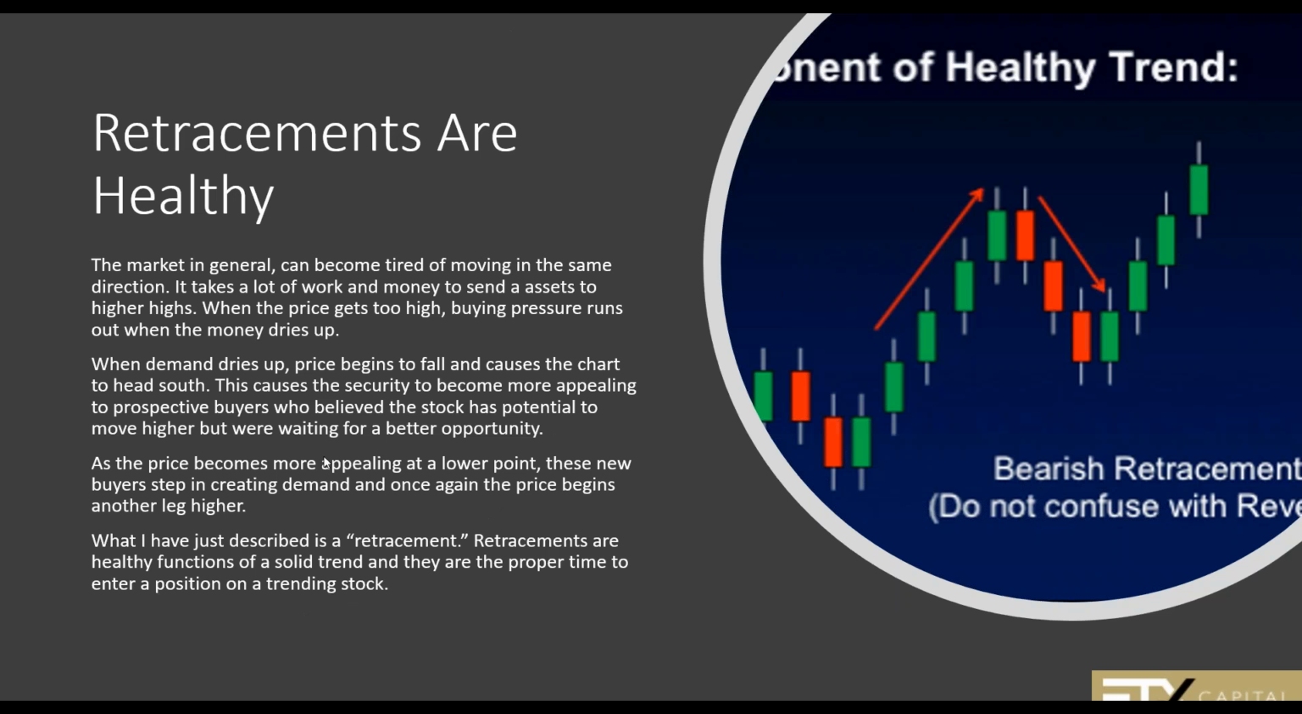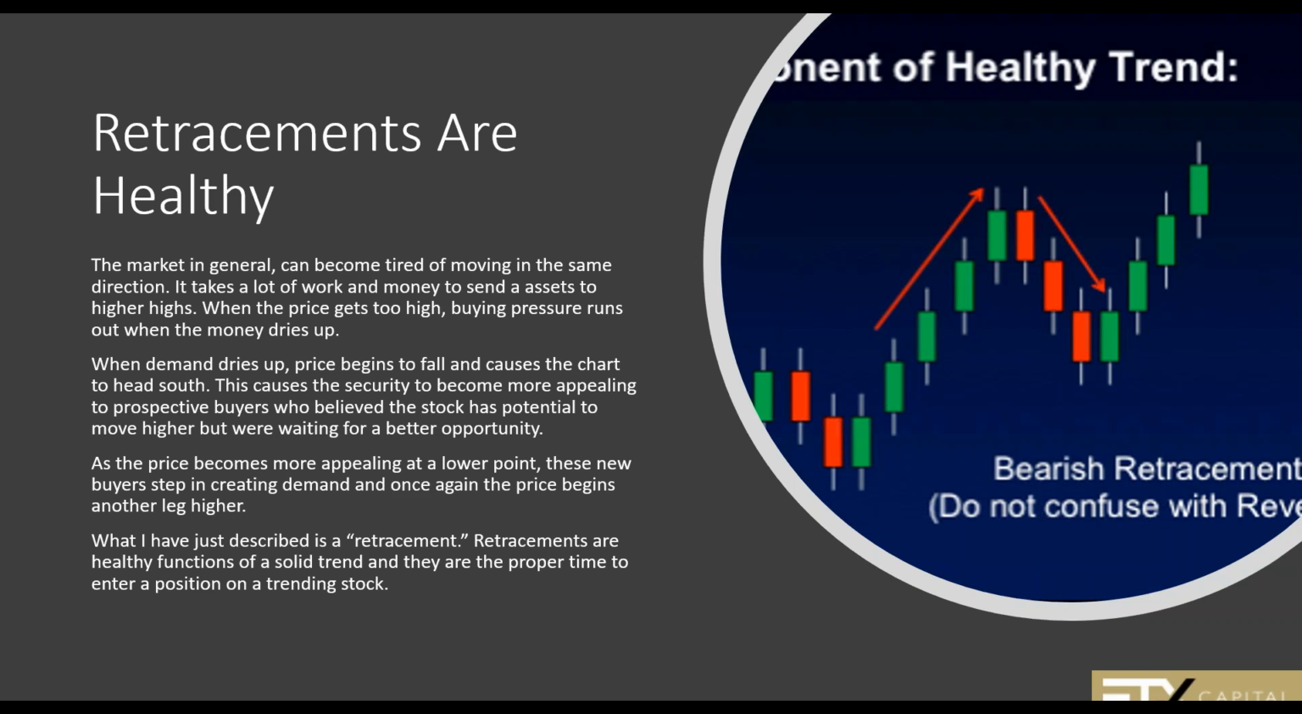Okay. Now, understanding that retracements are healthy, a market in general can become tired of moving in the same direction. It takes a lot of work and money to send an asset to higher highs. When the price gets too high, buying pressure runs out and the money dries up. When the demand dries up, price begins to fall and causes the chart to go south. This causes the security to become more appealing to prospective buyers who believe the asset has potential to move higher but are waiting for a better opportunity. As the price becomes more appealing at a lower price, these new buyers step in, creating demand, and once again the price begins another leg up.